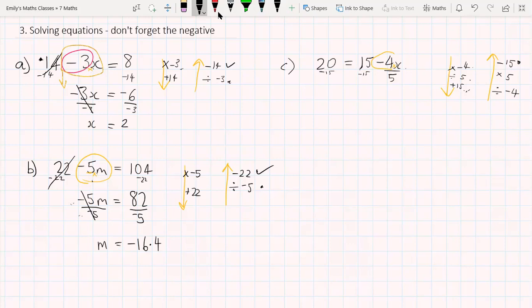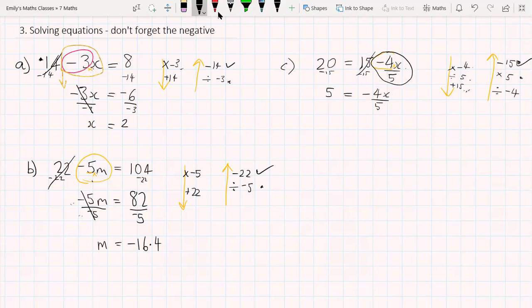Take 15 away. So 20 minus 15 is 5. 15 minus 15 goes. What are we left with? This whole thing here. Okay, the whole bit. That's what we're left with. That has to go down. Minus 4x over 5. Okay, we've done that. We've taken away 15 from both sides. What's the next thing to do?